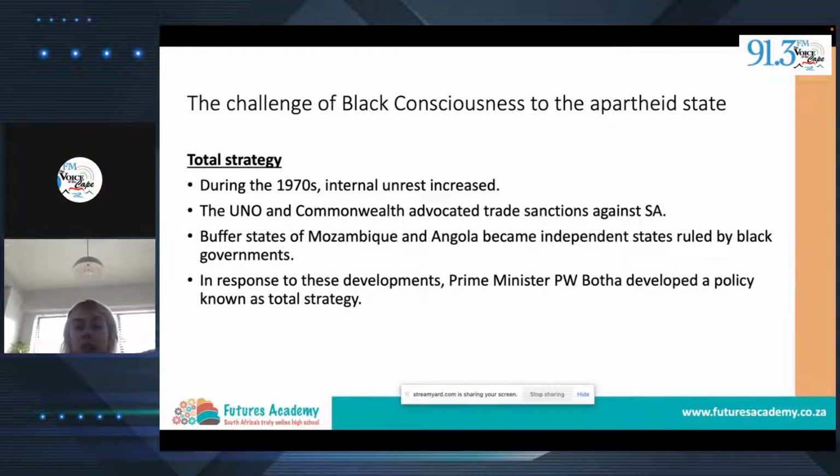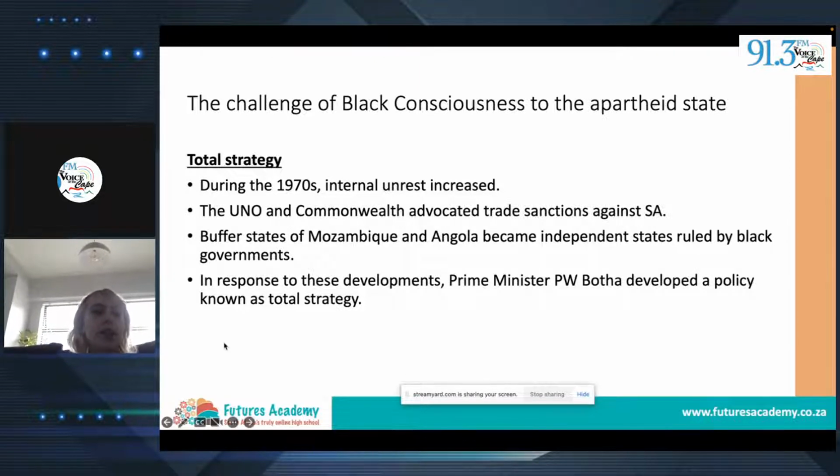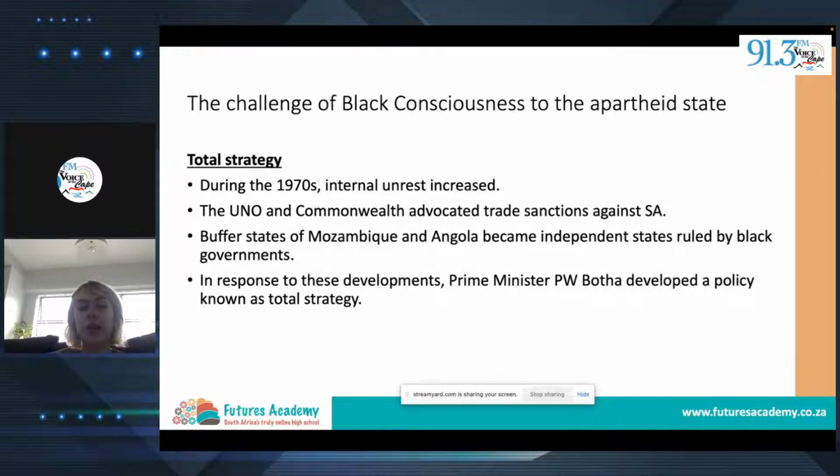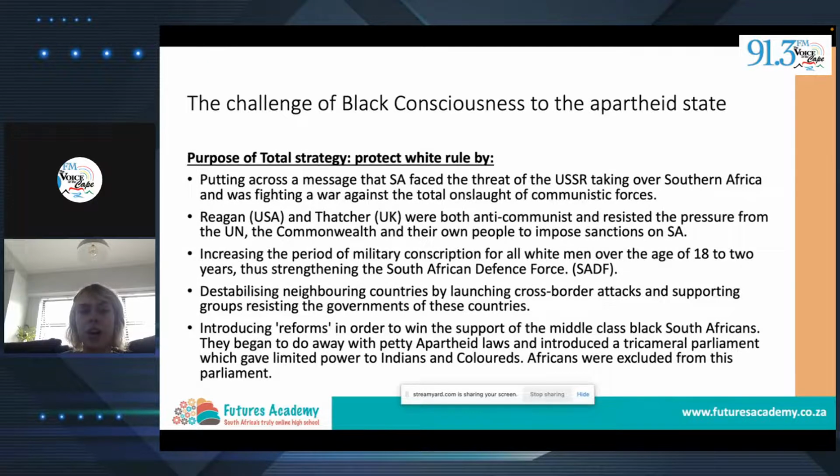Okay, so what is P.W. Botha's Total Strategy that he had implemented? So during the 1970s, internal unrest increased. The UNO and the Commonwealth advocated trade sanctions against South Africa. The buffer states of Mozambique and Angola became independent states ruled by Black governments. And in response to these developments, Prime Minister P.W. Botha developed a policy known as Total Strategy.